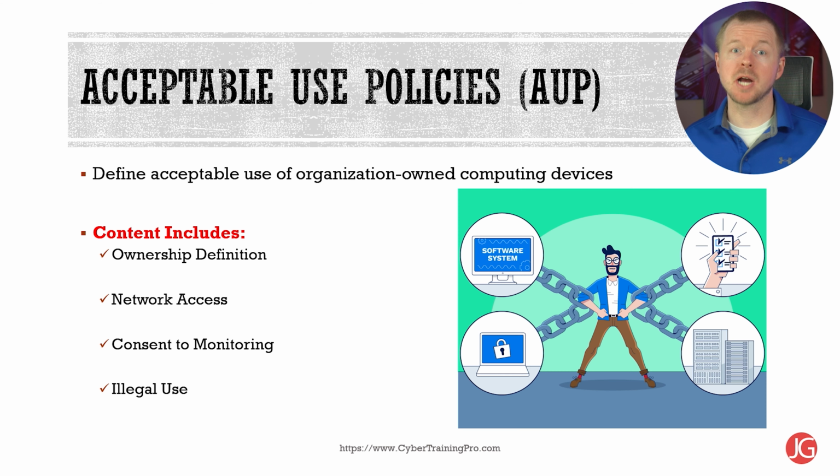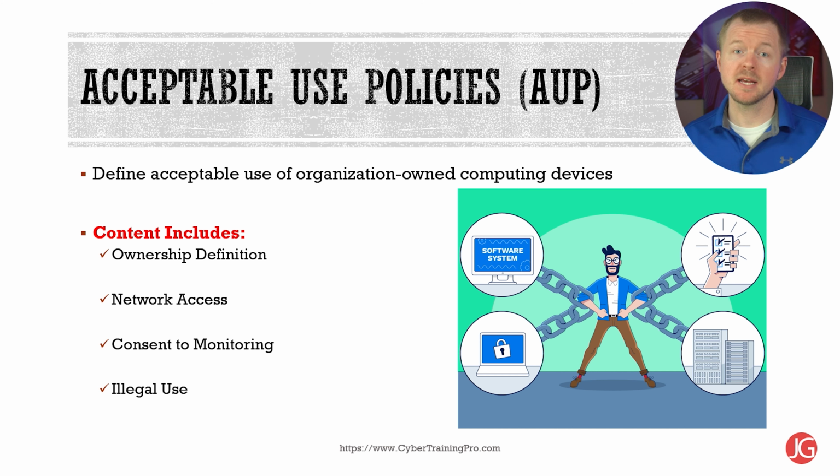Keep in mind that there are other policies that might exist, but these are the common ones that we're going to cover. Have you ever had a job where you needed to access your company's computers? You probably had to sign an acceptable use policy, among other things, before you could actually get access. Acceptable use policies, or AUPs, are policies that define what's considered acceptable and what's not considered acceptable to do with organization-owned computing devices.